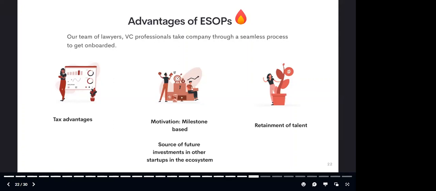And lastly, as an advantage to the company, is the retainment of talent. So we know that in the beginning, when you're setting up these ESOPs, you have to set different categories at which you're going to give employees based on their capabilities and their milestones, so that you retain the talent that is needed in your company for a certain period of time. Yes, back to you.